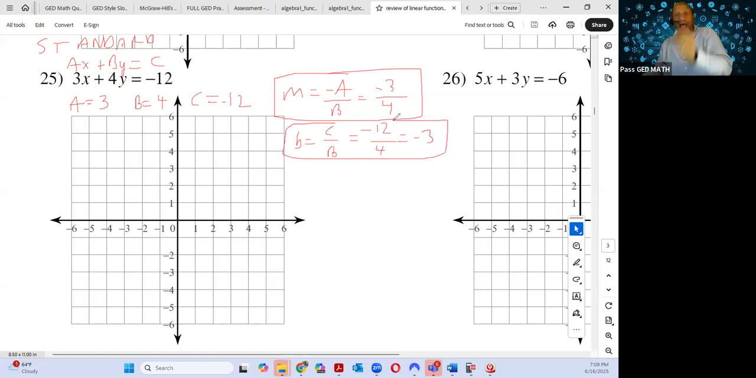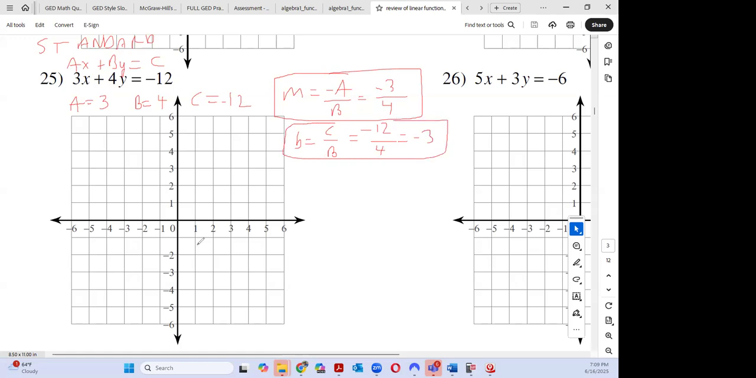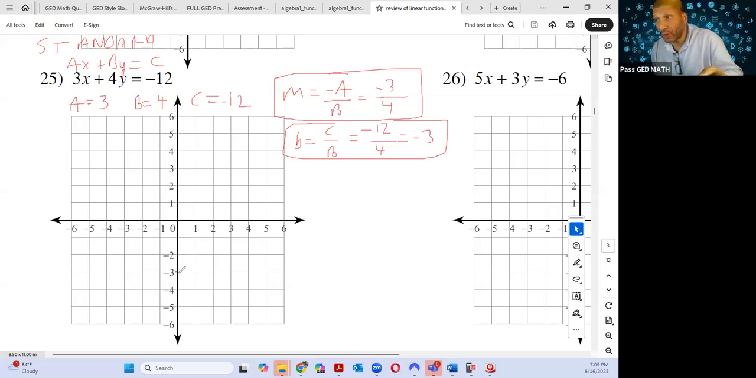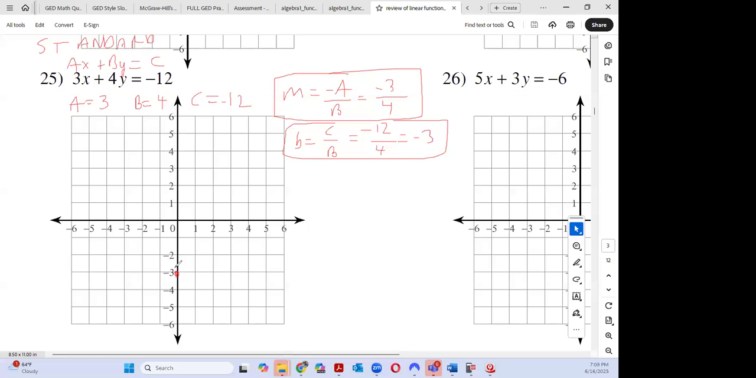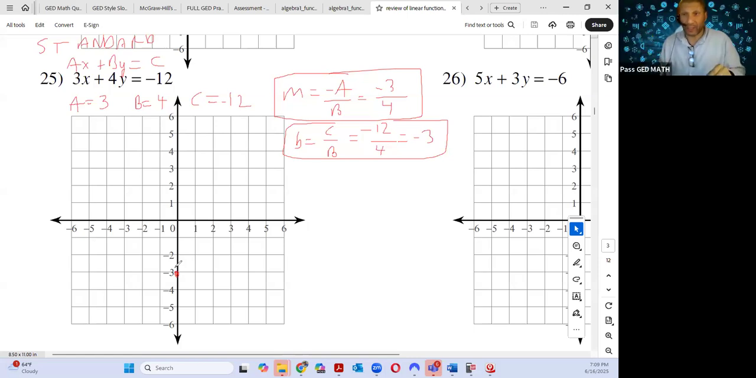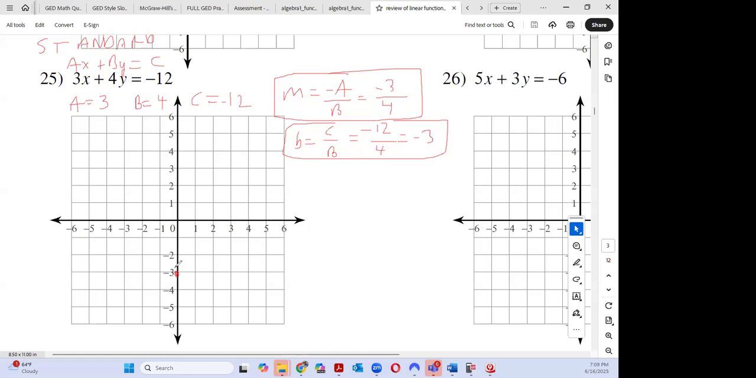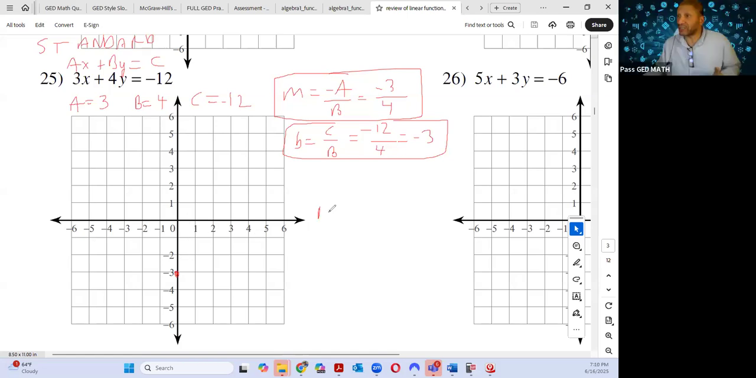What's the first point I'm going to graph? -3 on the what? On the y-axis. It's not just -3. It's -3 on the y-axis, because that's the definition of the y-intercept: where the line crosses the y-axis.